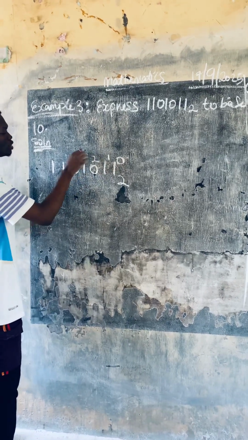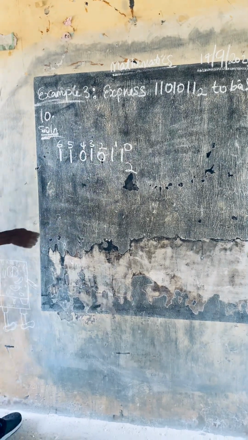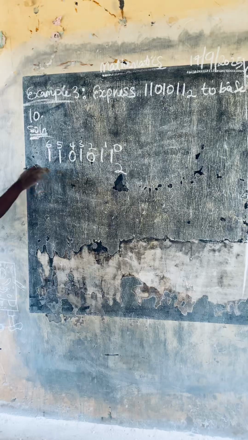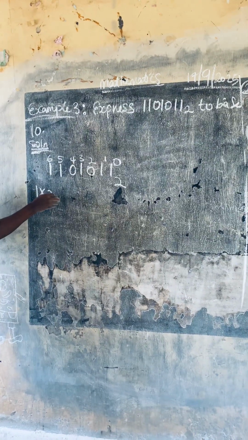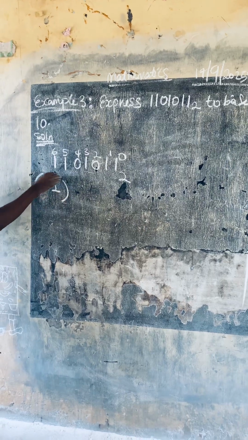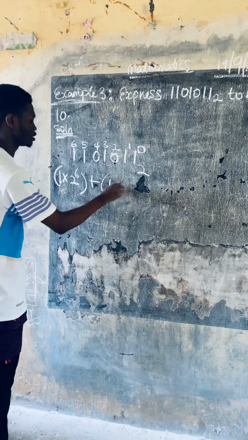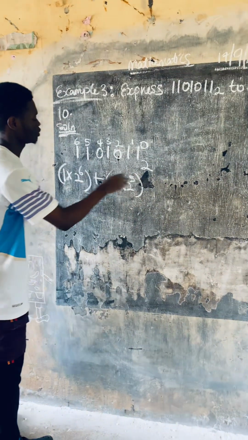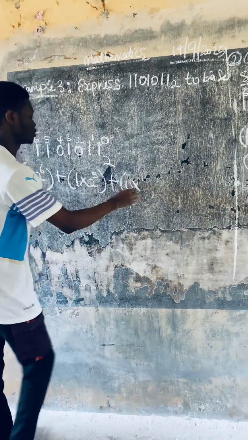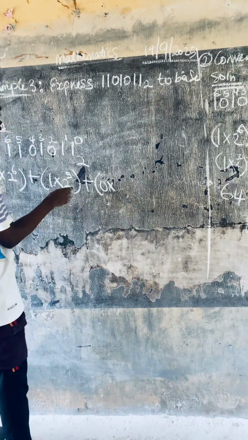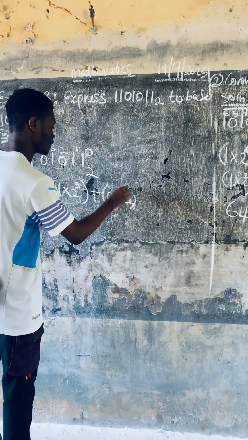2, 3, 4, 5, and 6, right? So we are going to use these to multiply all these numbers. So we are going to have 1 times 2 to the power of 6, right? Plus 1 times 2 to the power of 5. Plus 0 times 2 to the power of 4, right?